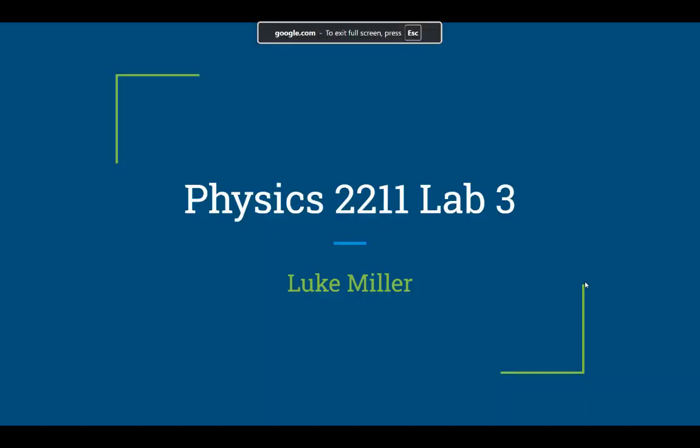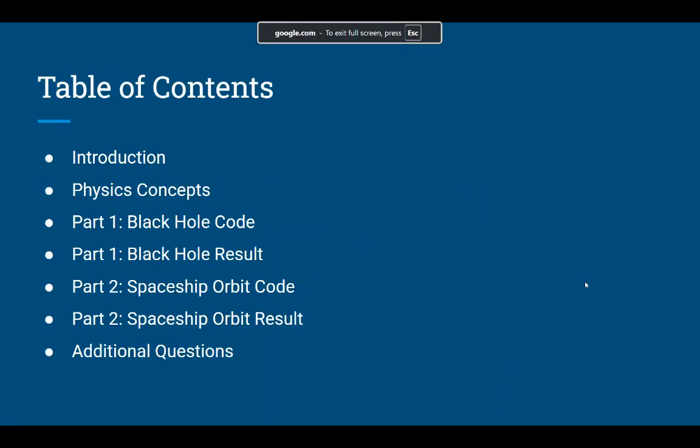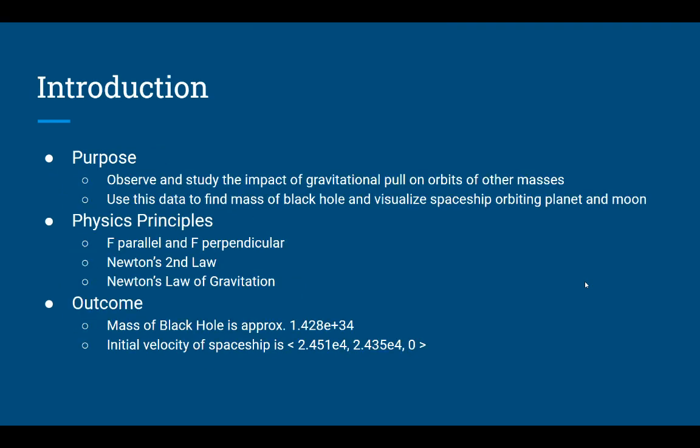This is the Physics 2211 Lab 3. The table of contents: we're going to go over the introduction, the physics concepts, part 1 of the experiment, which is the black hole with the code and result, and then part 2 with the spaceship orbit code and result, and then answer the additional questions.